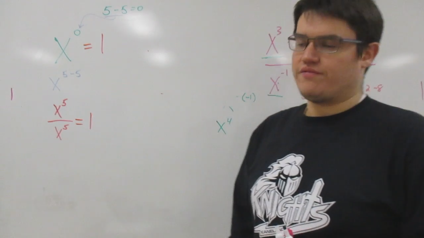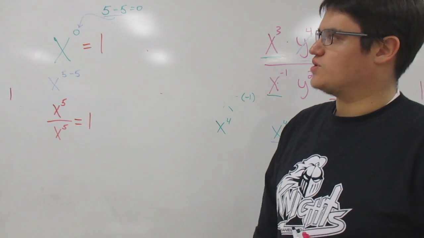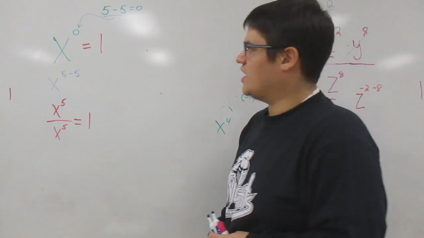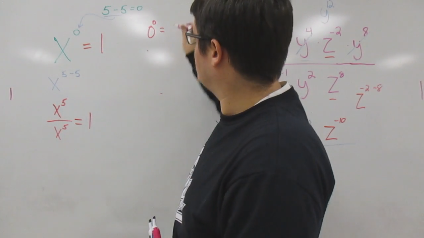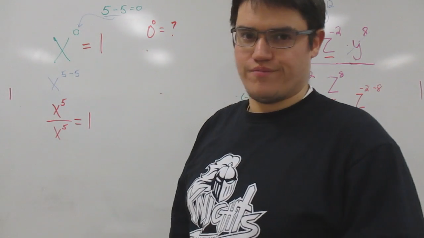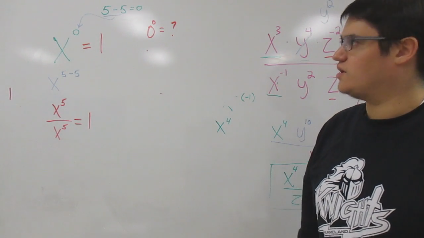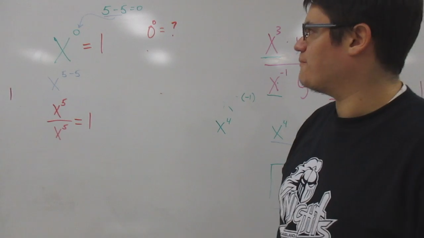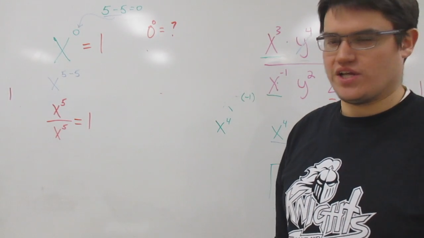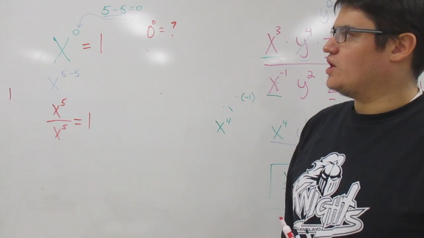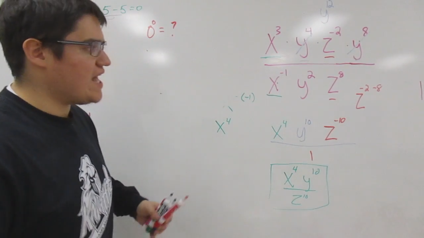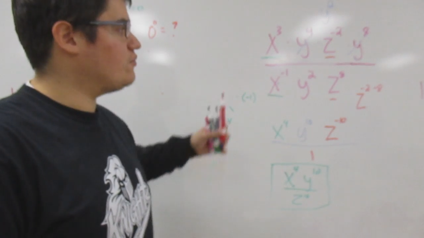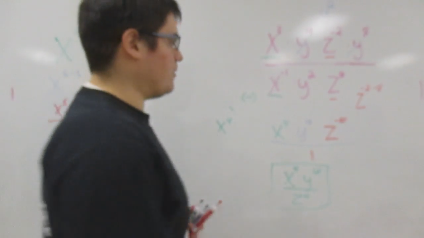There is a little bit of a disclaimer-ish type thing. 0 raised to the 0 power doesn't necessarily equal 1. Some people say it's 1. Others say it's undefined. It's not 0, but we're not going to throw any curveballs at you like that. So anything raised to the 0 power is 1. Now, let's take everything we have learned so far, bring it together, and solve problems.